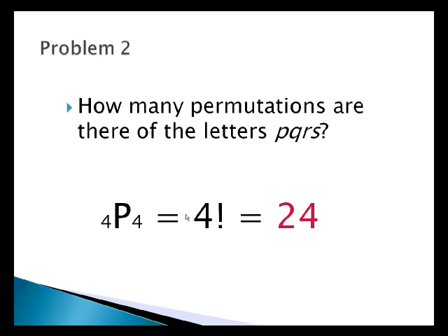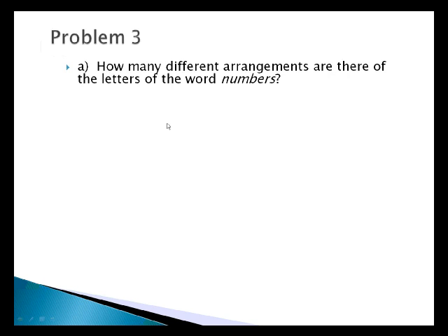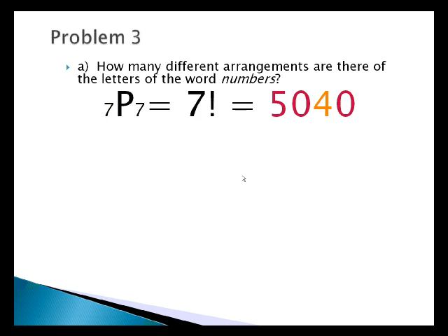All right, try this next one. How many different arrangements are there of the letters in the word NUMBERS? How do you think we're going to find that? 7 factorial or 7P7. Either way, what do we get? 5040.